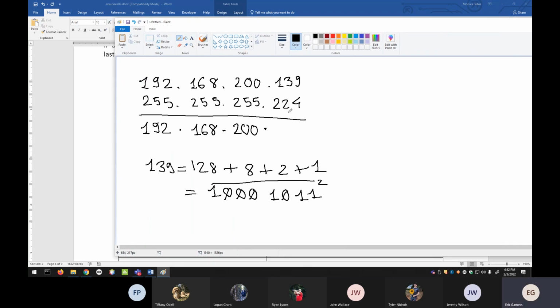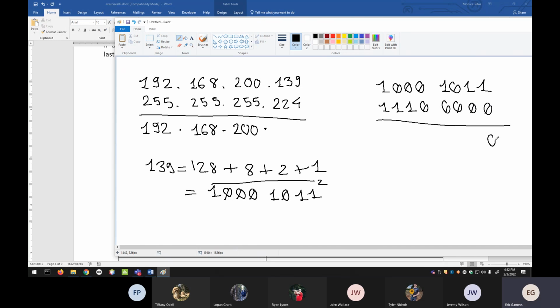So if I do 139 bitwise AND 224, I will have to do 1 0 0 0 1 0 1 1 bitwise AND 224. In 224 we have three 1s. So 1 AND 0 is 0. 1 AND 0 is 0. 0 AND 0 is 0. 1 AND 0 is 0. 0 AND 0 is 0. 0 AND 1 is 0. 0 AND 1 is 0. And 1 AND 1 is 1. What is that? 128. So here we have 128.